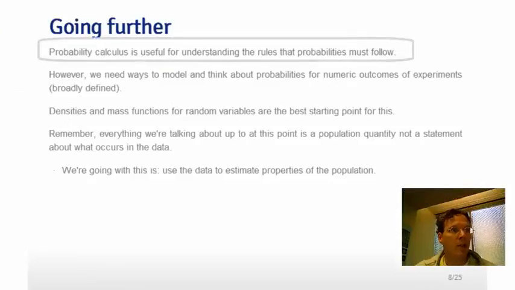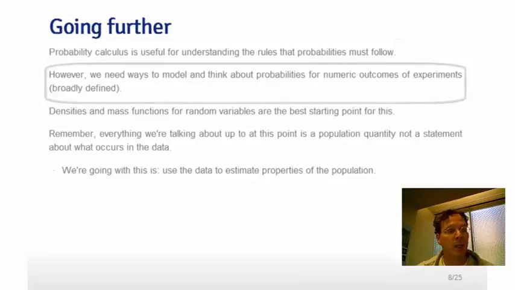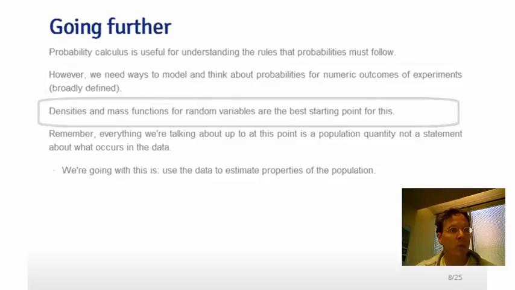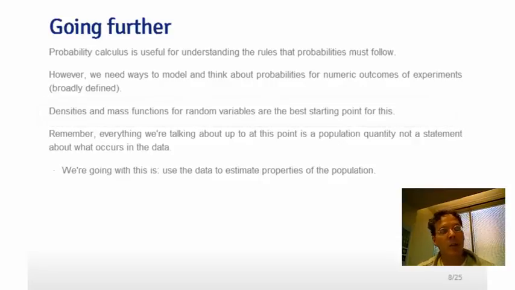So probability calculus is useful for understanding the rules that probability must follow, and forms the foundation for all thinking on probability. However, we need something that's a bit easier to work with for numeric outcomes of experiments, where here I'm using the word experiment in a broad sense. So densities and mass functions for random variables are the best starting point for this, and this is all we will need. Probably the most famous example of a density is the so-called bell curve. So in this class, you'll actually learn what it means to say that the data follow a bell curve. You'll actually learn what the bell curve represents.